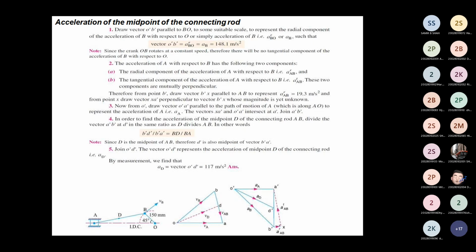We know very well that for link AB we haven't been given the angular velocity. Means we do not directly get the radial part or the tangential part, so we have to find both things. First the radial part and then the tangential part. Means first we have to draw the parallel line of AB length.